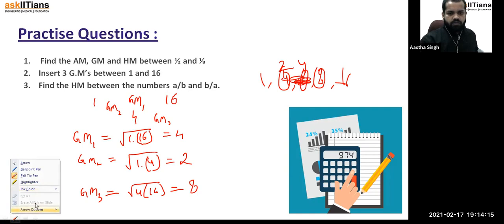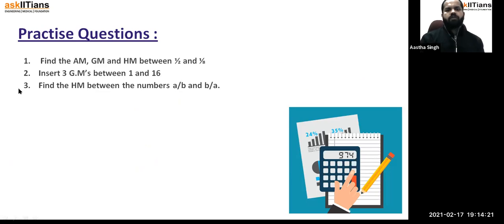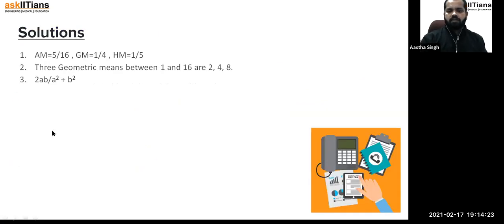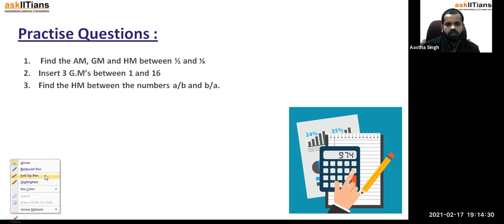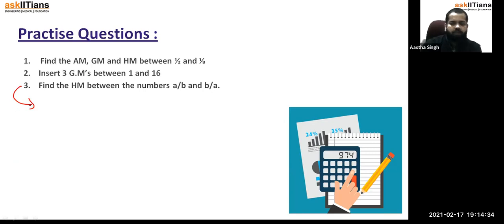Now our last question for the day. I am just solving this. It doesn't mean that you will not solve this, right? Try solving them first, then see the solution. So the third question is: find the HM between the numbers A upon B and B upon A. This is just telling me A upon B and B upon A. You just have to find the HM.